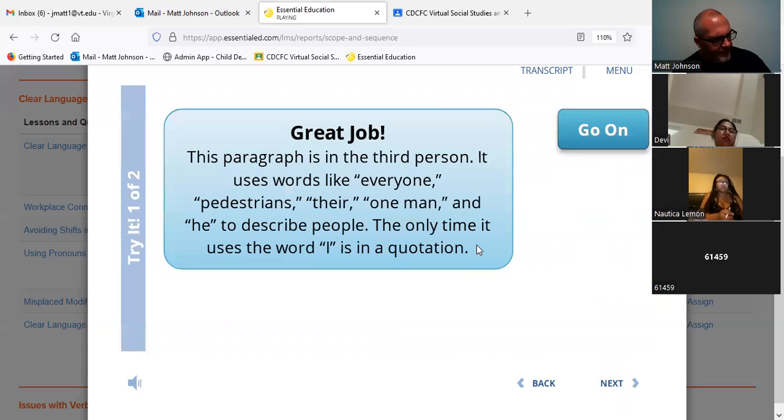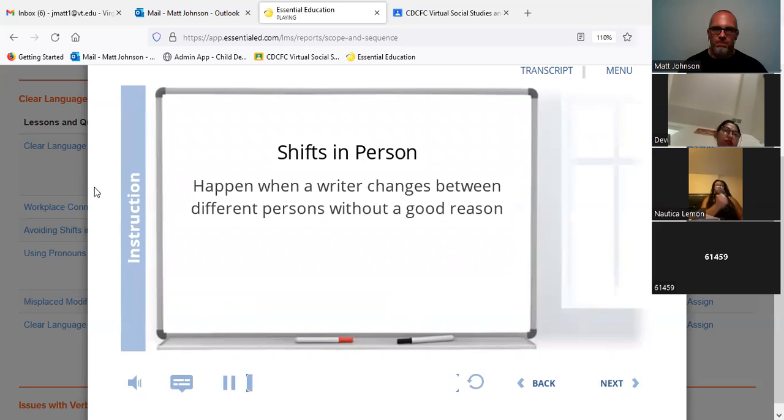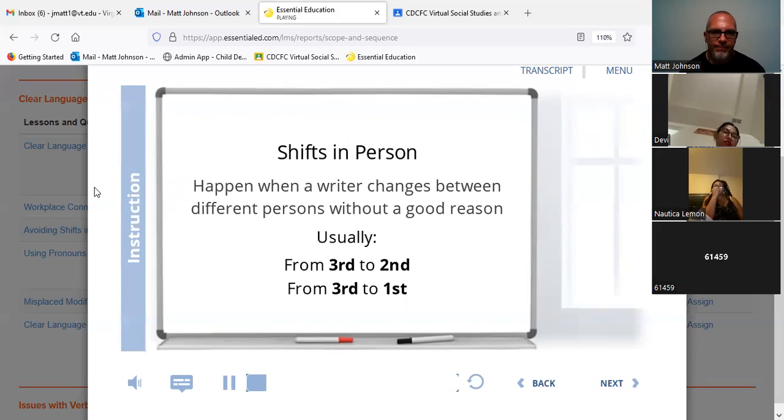This paragraph is in the third person. It uses words like everyone, pedestrians, there, one man, and he to describe people. The only time it uses the word I is in a quotation. Yeah, and of course, quotations set off somebody specifically speaking, so it's not actually going to change the point of view within the text. Shifts in person happen when a writer changes between different persons without a good reason. The most common shifts in person are between third and second person, or between third and first person. In other words, a shift usually happens when someone is trying to write formally in third person, and then accidentally or unthinkingly shifts to first or second person.